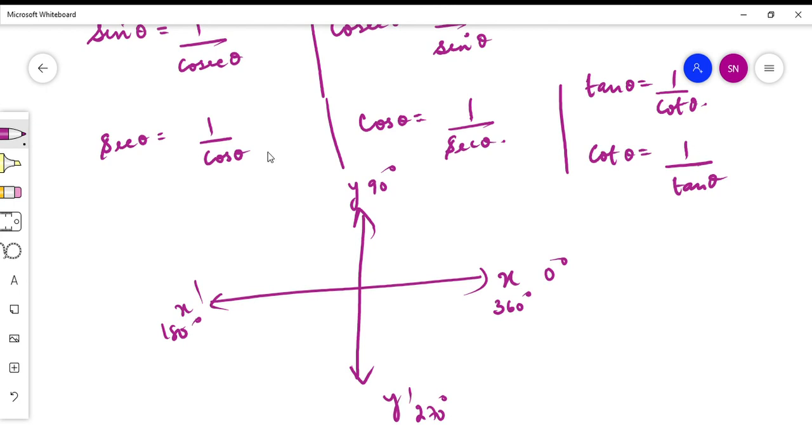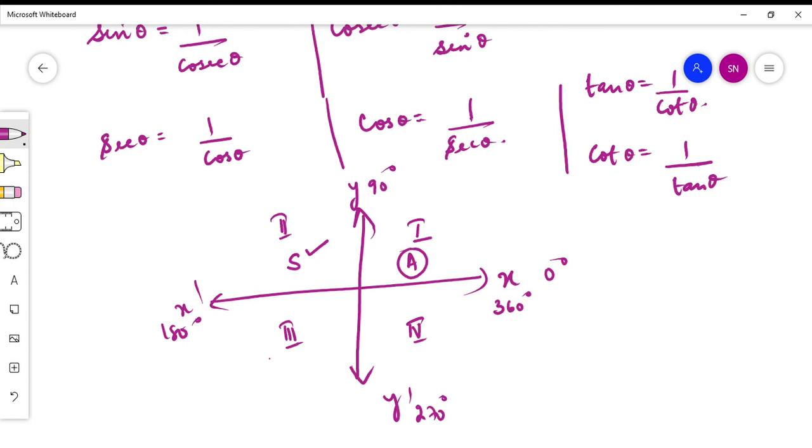So this always happens in anti-clockwise direction. So this is called as my first quadrant. This is the second quadrant. This is the third quadrant and this is the fourth quadrant. Okay. So in the first quadrant, all the trigonometric ratios are positive. In the second quadrant, I have only sine and cosecant being positive. Rest all trigonometric ratios are negative.